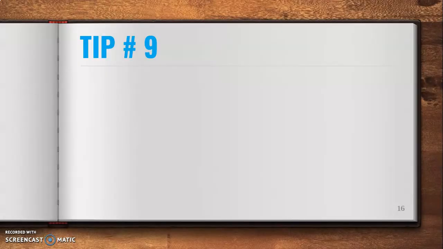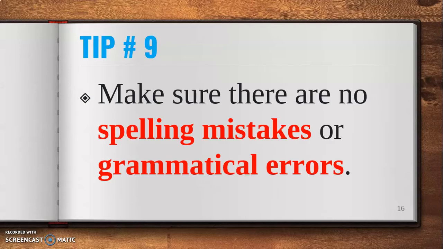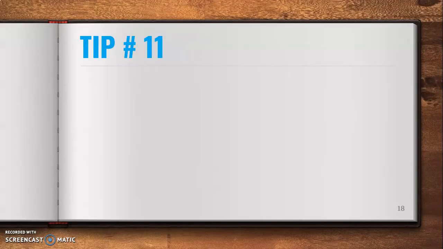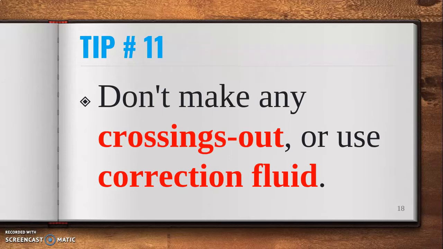Tip number 9. Make sure there are no spelling mistakes or grammatical errors. Any kind of errors must be eliminated by editing and proofreading. Tip number 10. If you find mistakes, rewrite the whole CV or letter. Just rewrite it again. That leads to tip number 11, that is, don't make any crossing out or use correction fluid on your material. That is the rule of thumb.